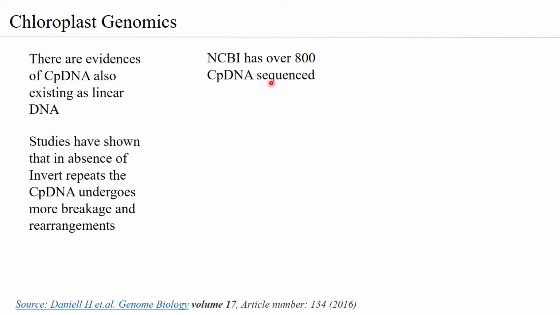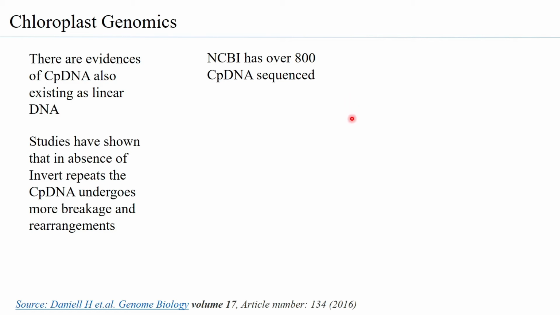NCBI has over 800 chloroplast DNA sequences present as data. That means that more than 800 chloroplast DNAs from different species have been completely sequenced, and the annotation of those sequences is present as databases. Therefore, it is called genomics, because you have all the data for different genes present in different chloroplasts available as a database, which can be used for analyzing and studying lots of aspects related to chloroplasts.